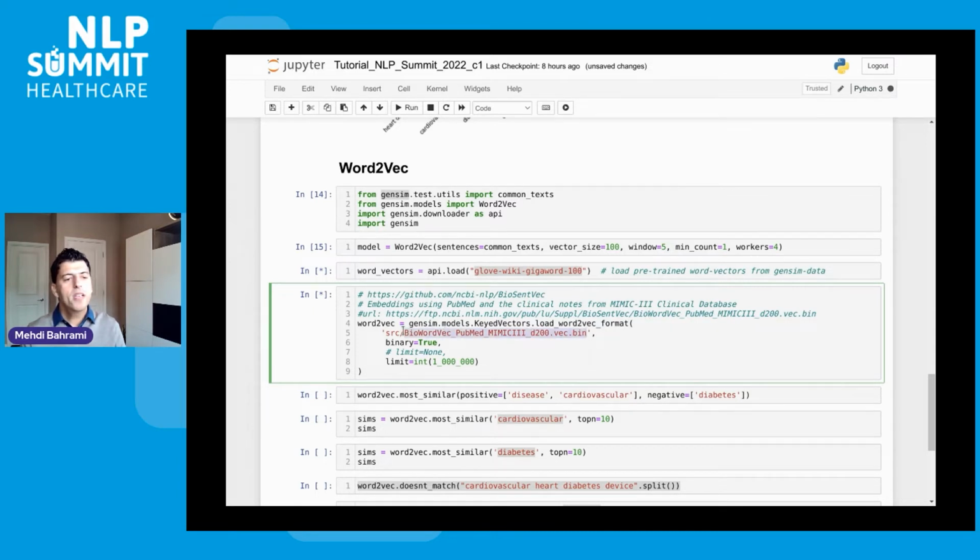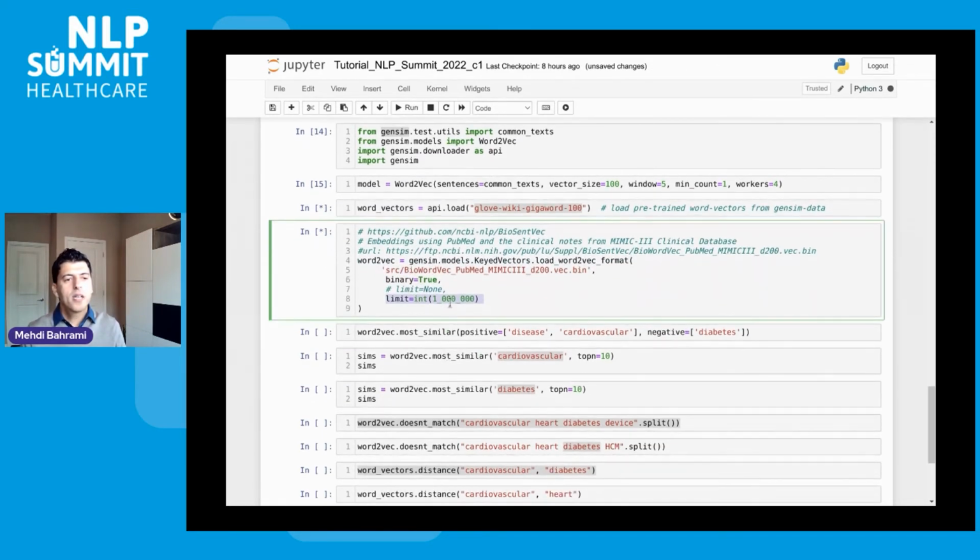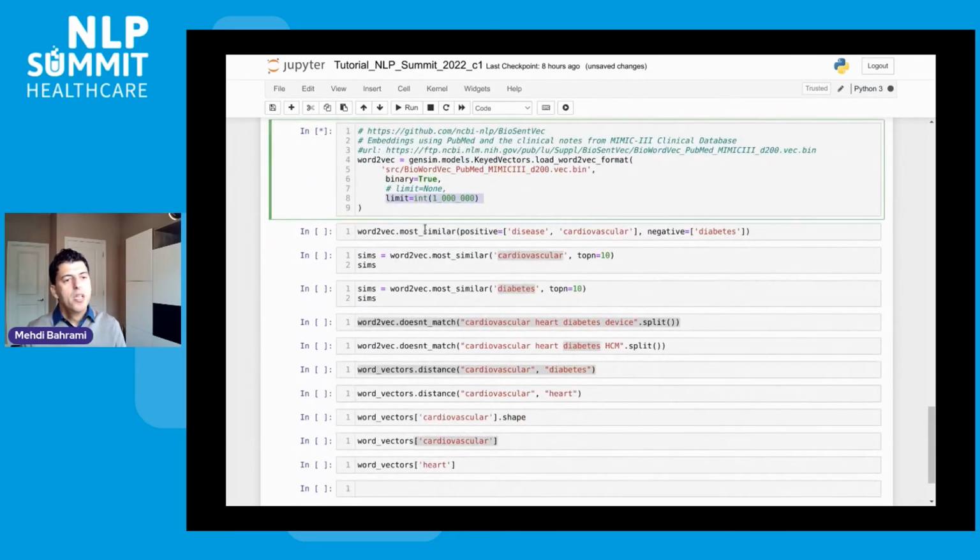So basically we load this one, but we will limit this to the top 1 million records, which means we're looking at the most frequent words that appear. If we remove this limit, it requires some time to load the model. Okay, so now we're going to load the model. Once we load the model, same thing, we look at the similarity.